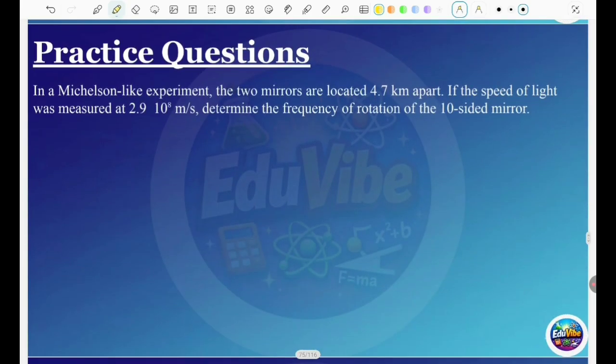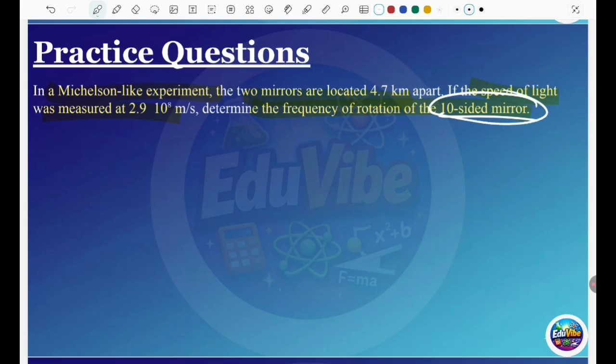So now we have some questions to cover, and some practice questions which are very important. We get the question from a Michelson-type experiment. In a Michelson-type experiment, the two mirrors are 4.7 km apart. If the speed of light is 2.9 times 10 to the 8 meters per second, determine the frequency of rotation of the 10-sided mirror. So they changed the question. We're always doing the 8-sided mirror experiment, but here there is a 10-sided mirror. So how do we deal with it?